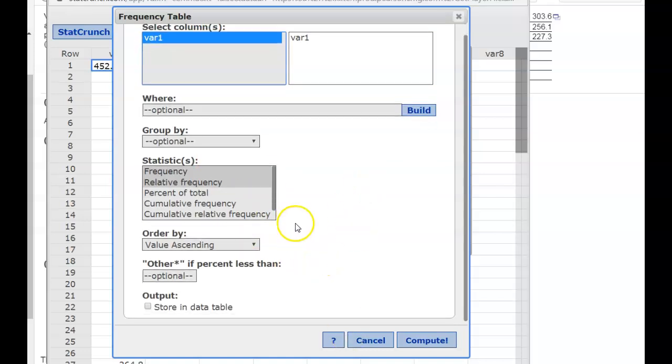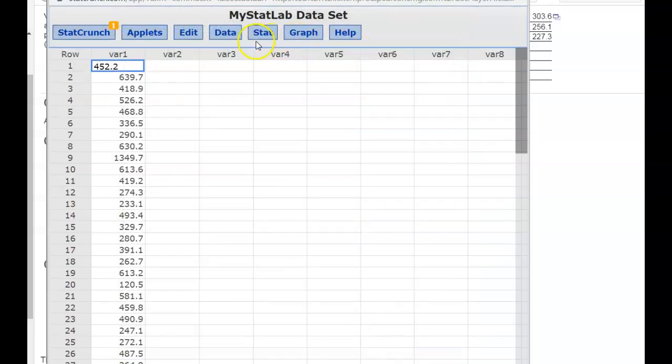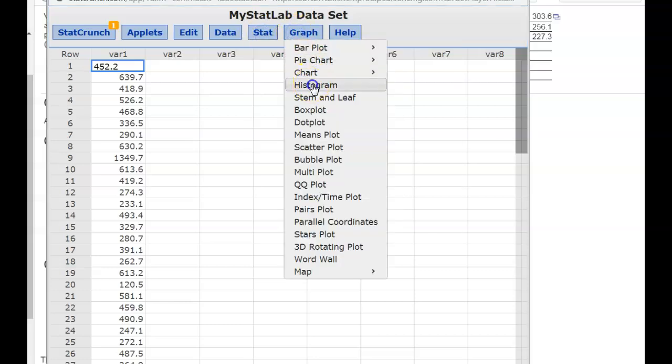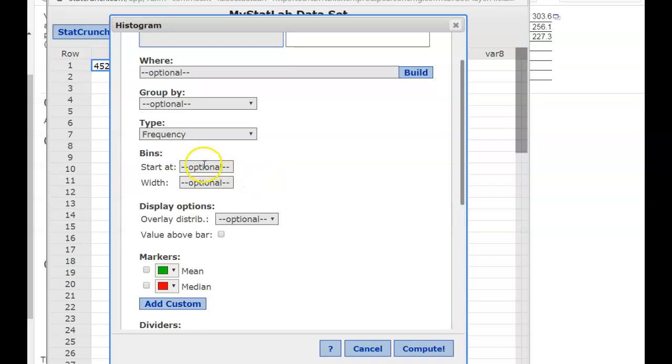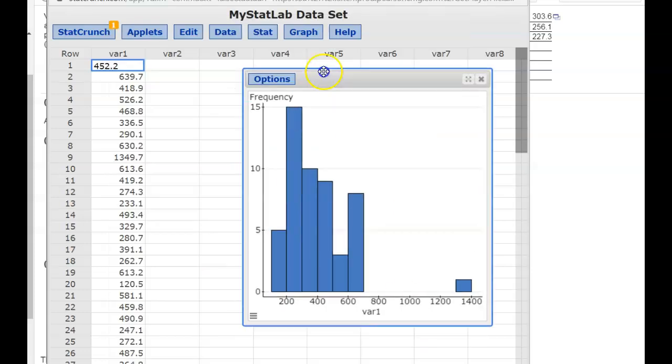StatCrunch doesn't give you the option to choose your widths here. But you could do this later on, which we've learned in 2.2 also, as a histogram, if you want to do a histogram of that data. And so we could start that at 100 and have a width of 100. So that's another way to think about it. I'm doing a histogram of that data. Again, this is extra just to explain. Then you can see it there.